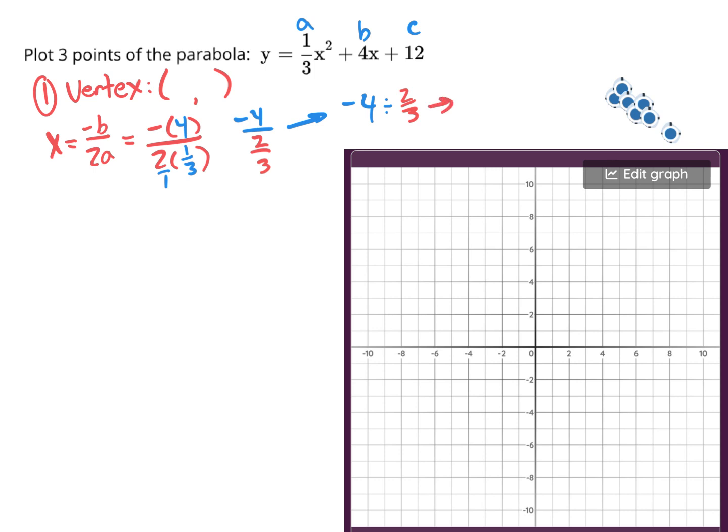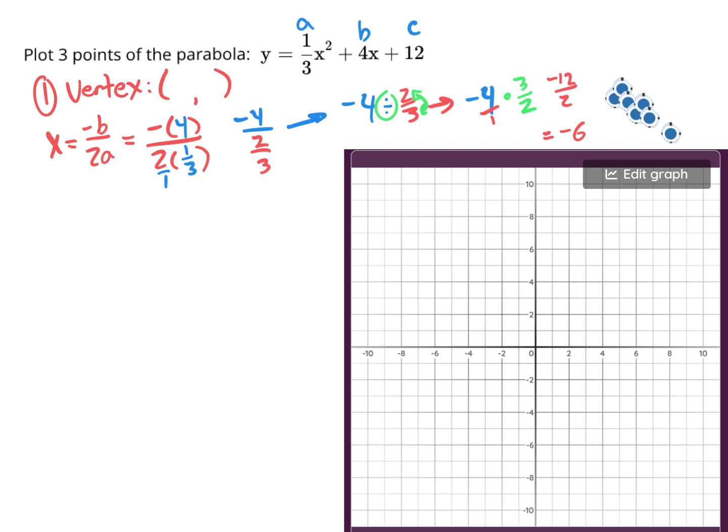So you should say you have -4, but instead of division, you're going to put multiplication, and instead of 2/3, you're going to flip 2/3 and make it 3/2. Okay. And then this you could do on a calculator, or you could do it by hand by saying, okay, -4 over 1 times 3 over 2. So -4 times 3 is -12, and 2 times 1 is 2. So your x value is really -6.